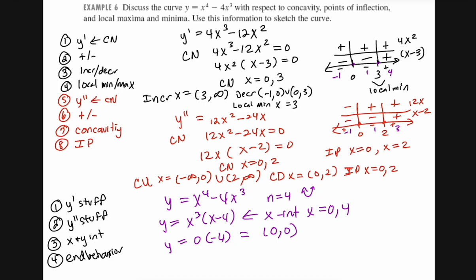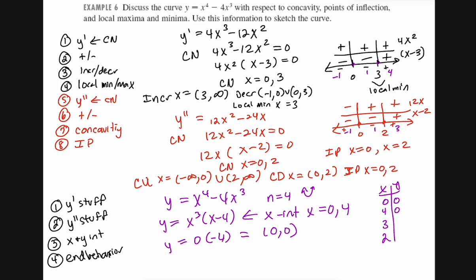Let's think about some numbers we need. Okay, so we know it goes through the point 0, 0. It goes through the point 4, 0. Okay, those are the intercepts. Something happens at 3, we got a local min. Something happens at 2, we have an inflection point. So we're graphing the original. Let's plug 3 into the original. Let's plug 4 into the original.